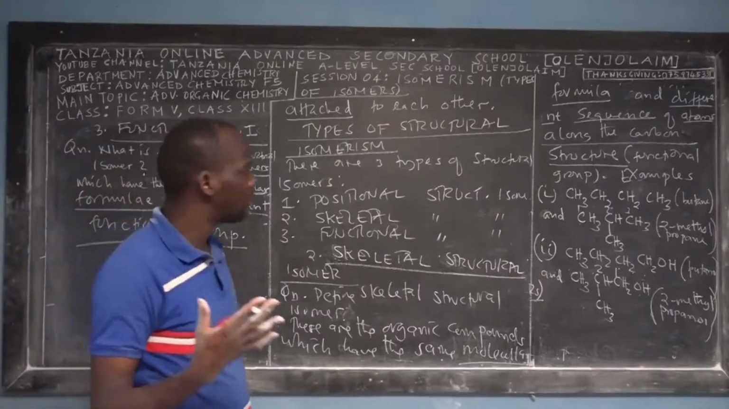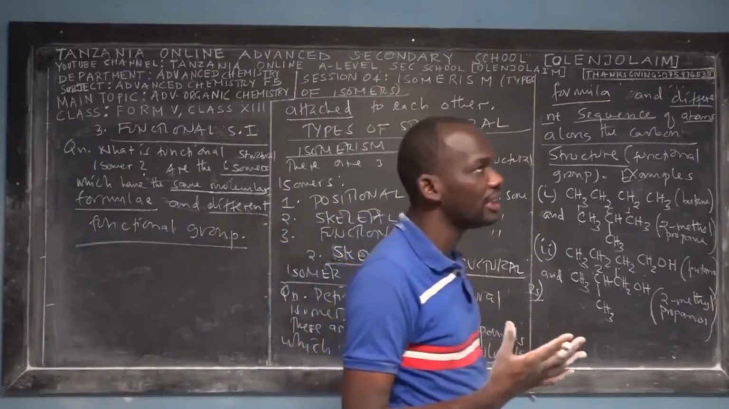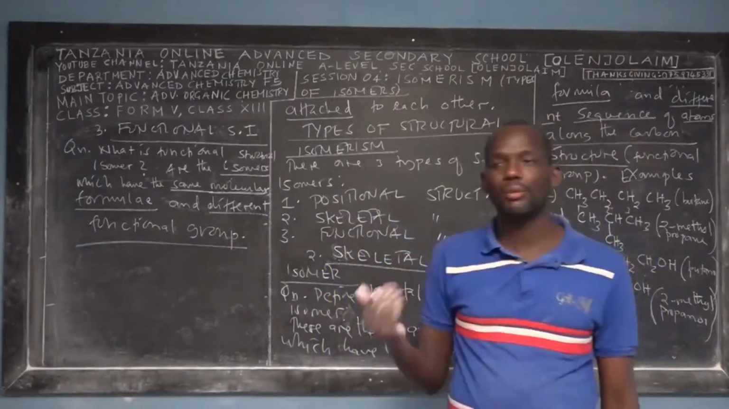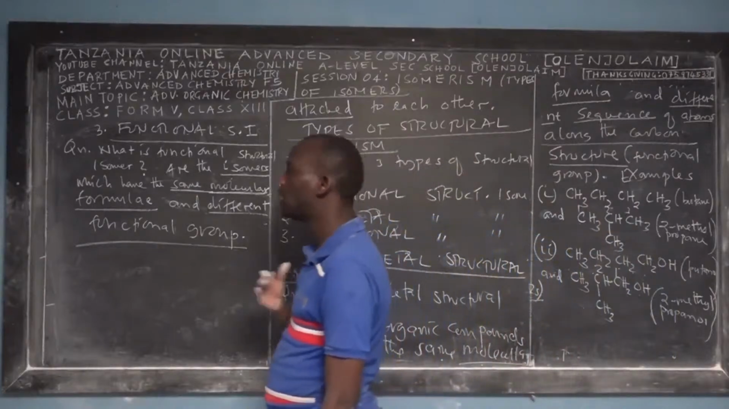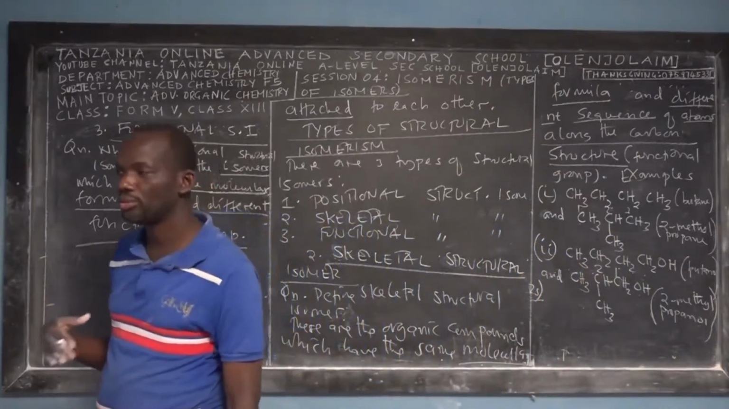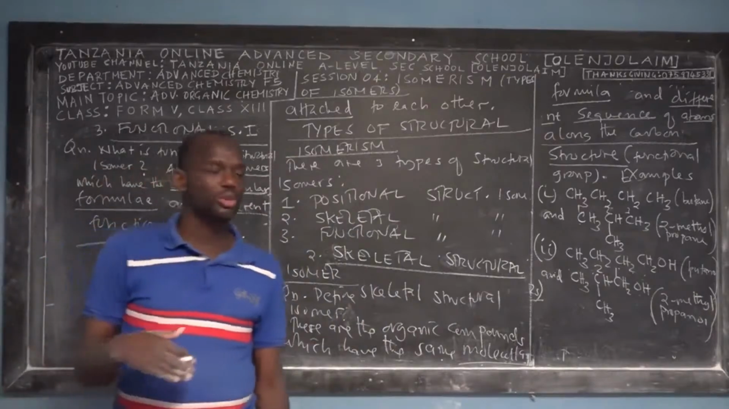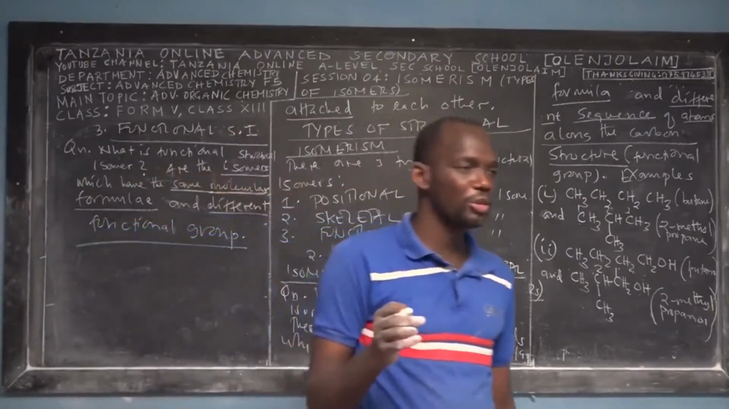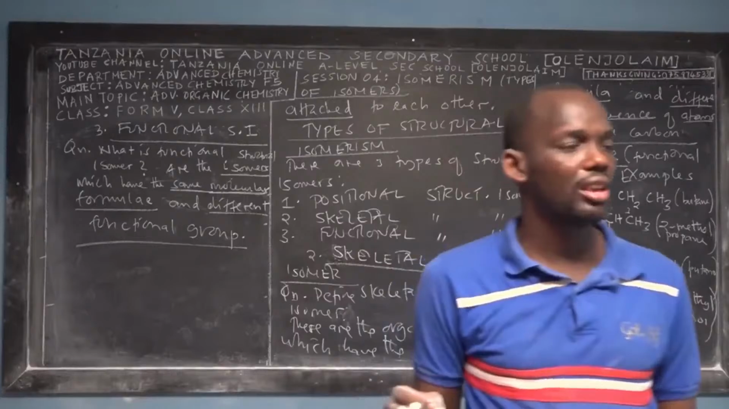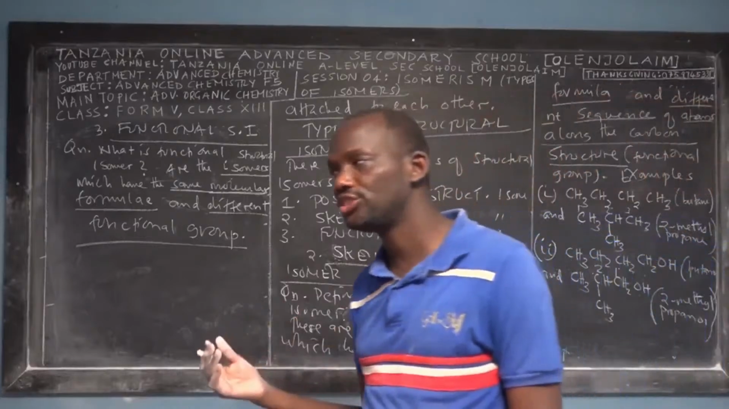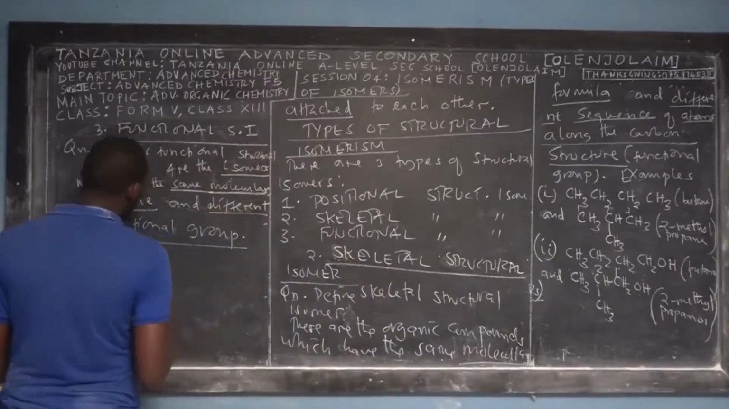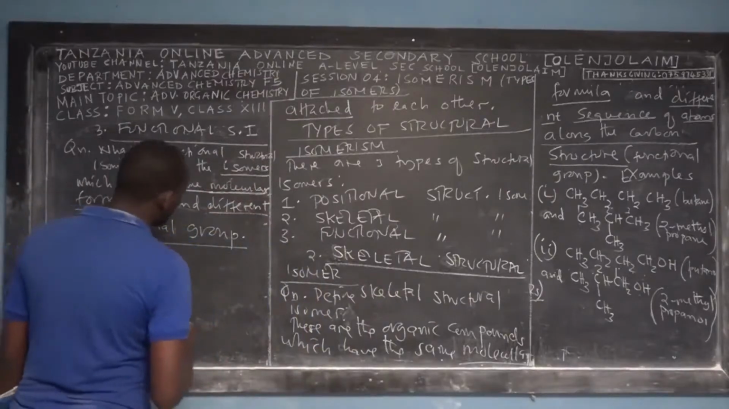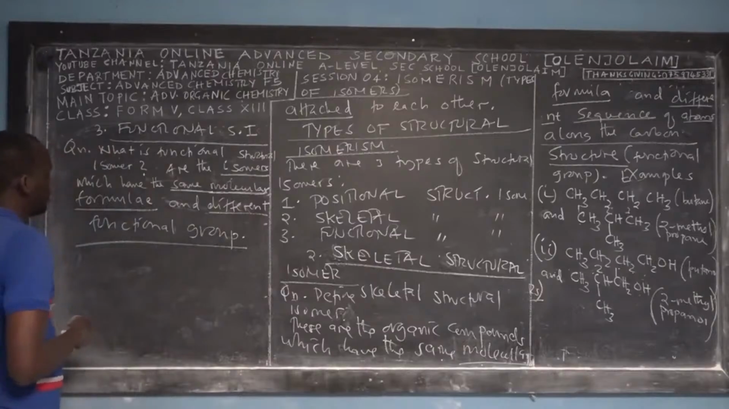So we have to remember functional groups. The functional group of alkanes means a single bond between one carbon and another carbon. The functional group of alkenes means a double bond between two carbons. The functional group of alkynes means a triple bond between two carbons. The functional group of alcohol is OH. Alkyl halides have halogens attached to them.